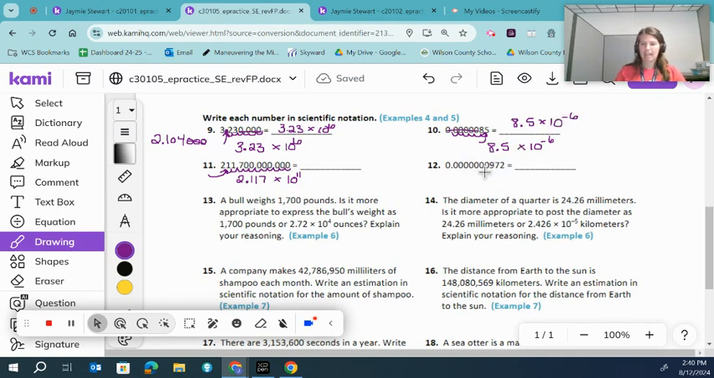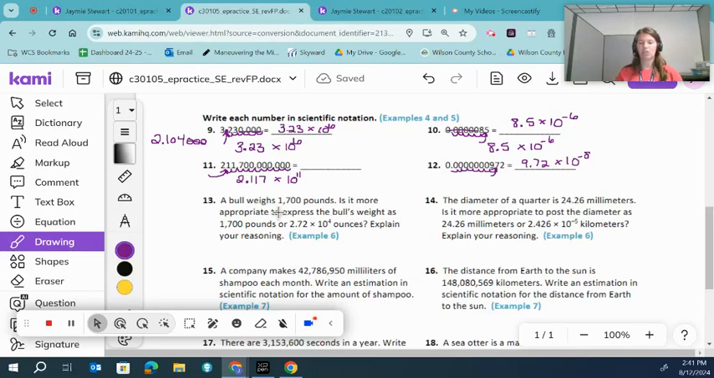And last one here, my decimal is going to go between the 9 and the 7. And then I'm going to count 1, 2, 3, 4, 5, 6, 7, 8. So I have 9.72 times 10 to the, again, negative exponent because it is a number between 0 and 1, negative 8.